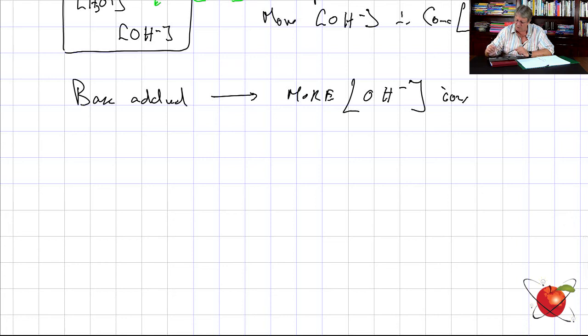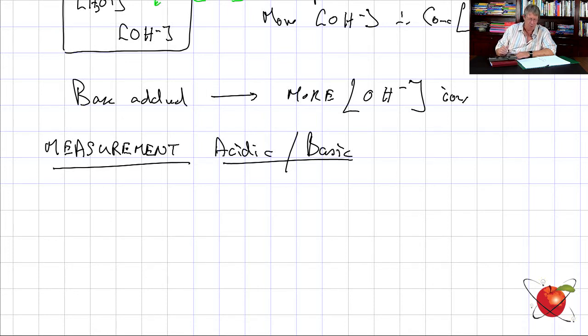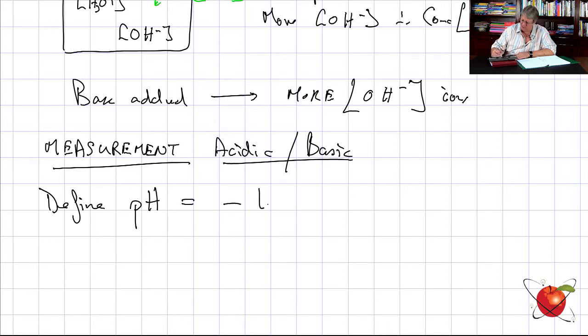The point now is, how do we tell? How do we measure this situation, measuring whether something is acidic or basic? Here we go. We define pH equal to the negative log of the concentration of the hydronium ion.